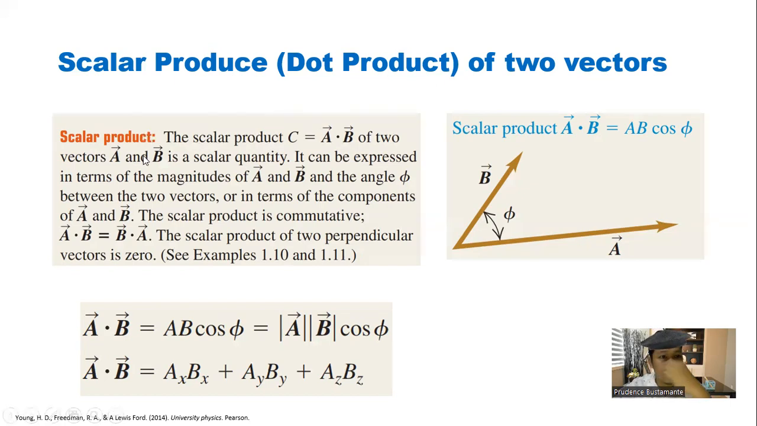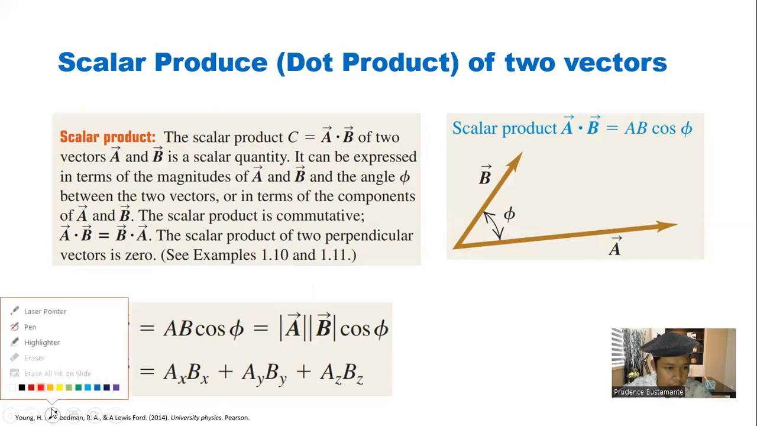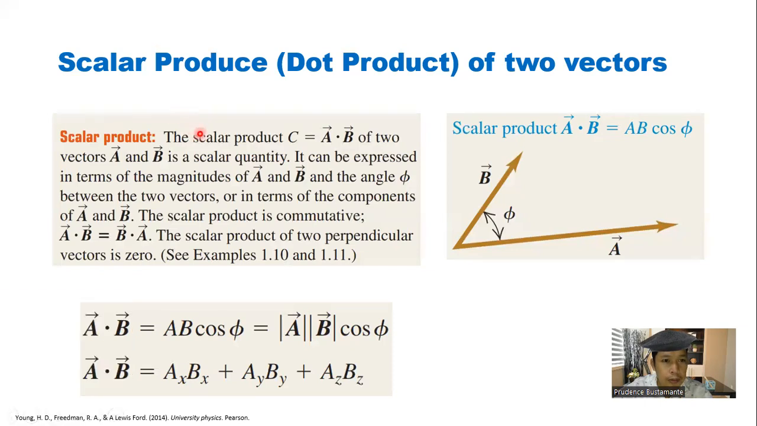Okay. So if you have a vector A in this direction, and you have a vector B in that direction with an angle phi between them, okay? So the scalar product or the dot product of the two vectors A and B is equal to C. So we can note that the C is a scalar.